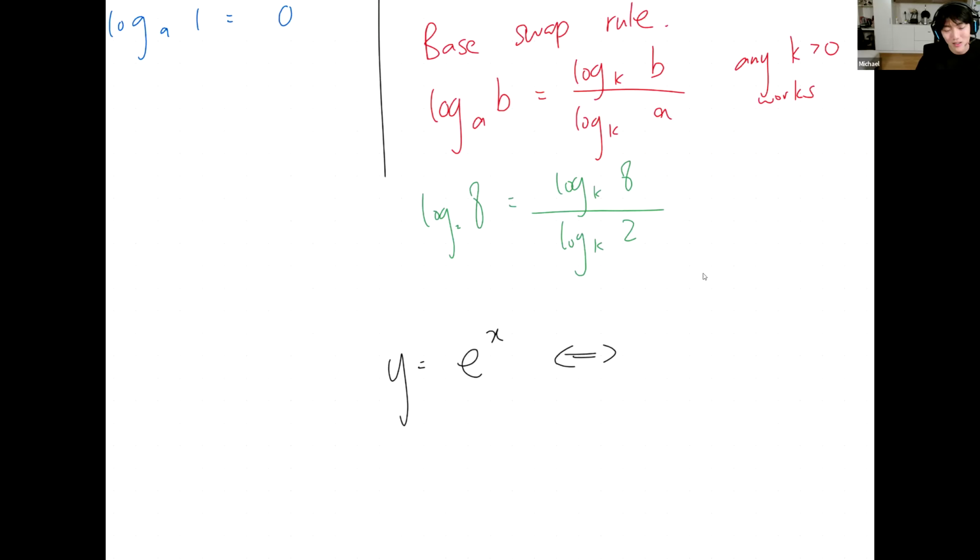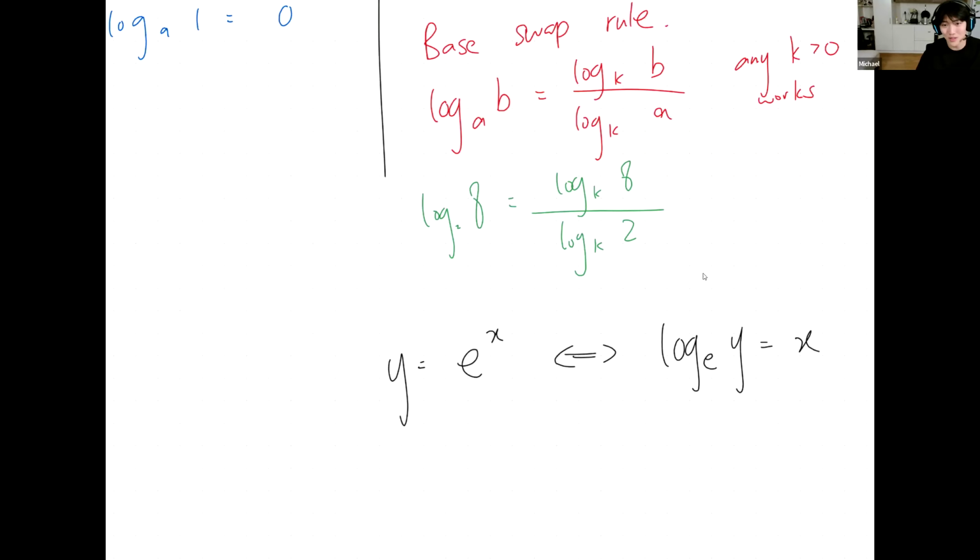Is log on the left side or right side? Doesn't matter. It's something equals something. Log e of y equals x. Exactly. What power of e gives you y? x power of e gives you y, or e to the power of x gives you y. Okay?